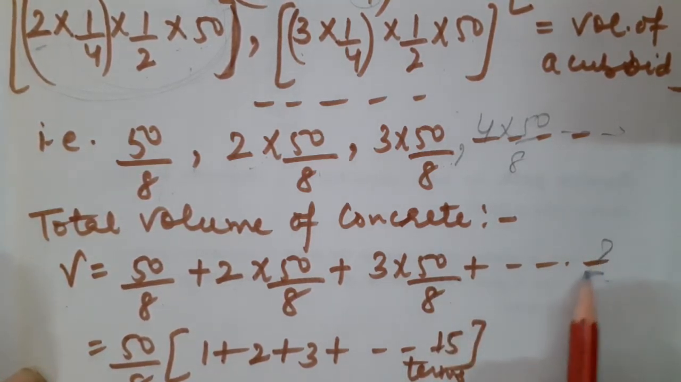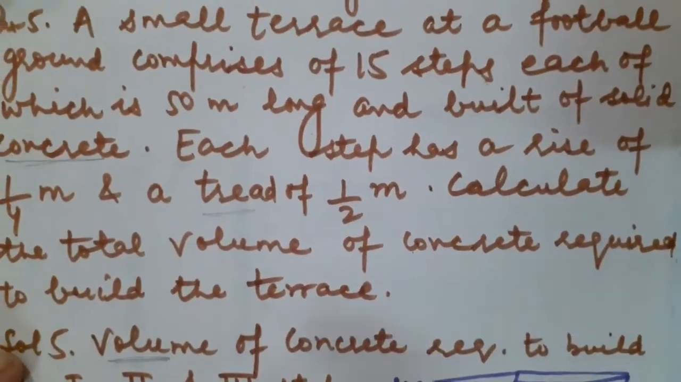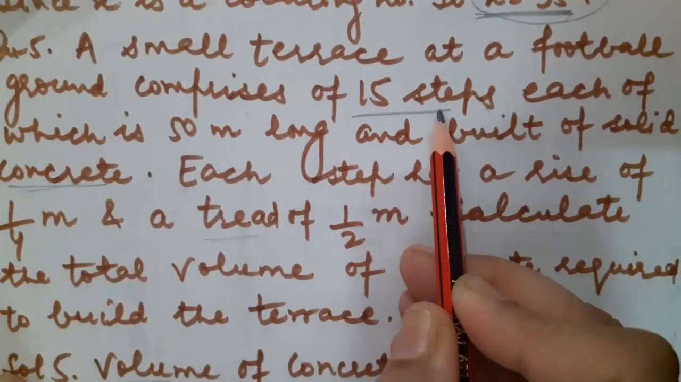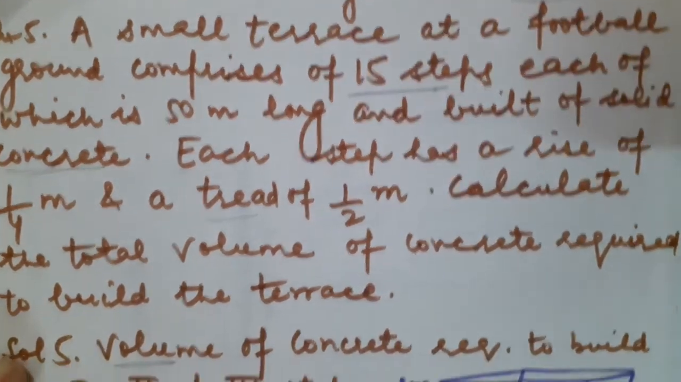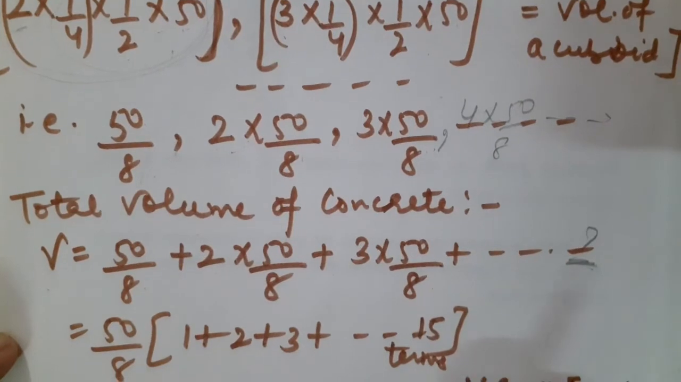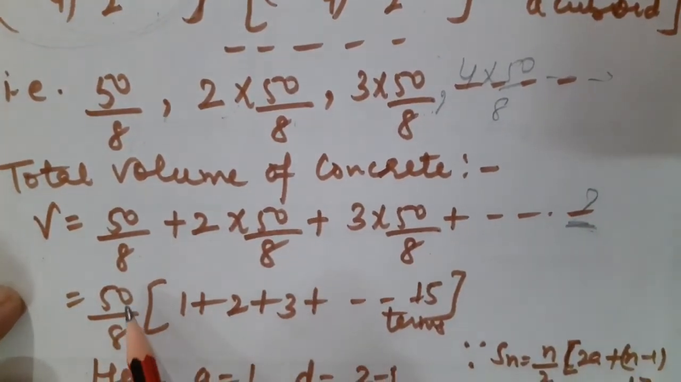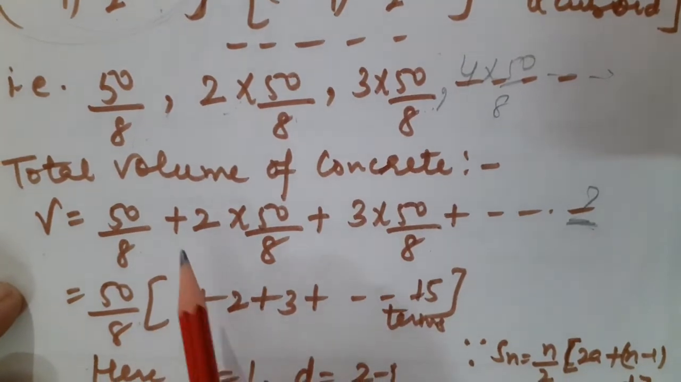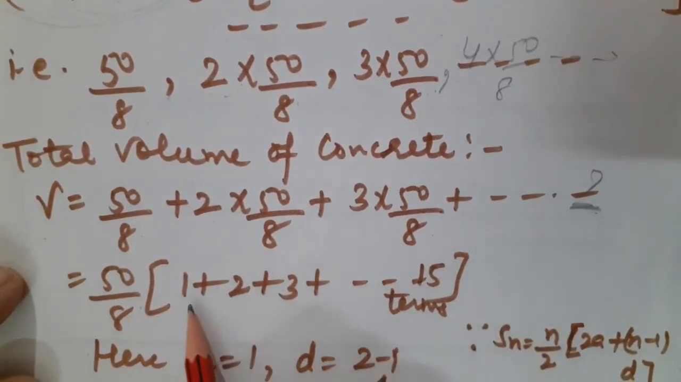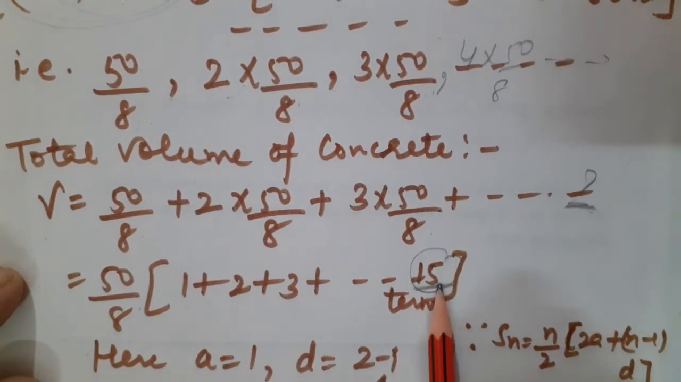Up to which term will I have to go, children? See, this is given in the question: how many steps were there. There were a total of 15 steps. So definitely you will be having that very AP given, in which you will be having a total of 15 terms. Correct, students? So what I am going to do, I am going to take 50 upon 8 as common. So inside the bracket I have got 1 plus 2 plus 3 up to which term? It would be 15 terms.